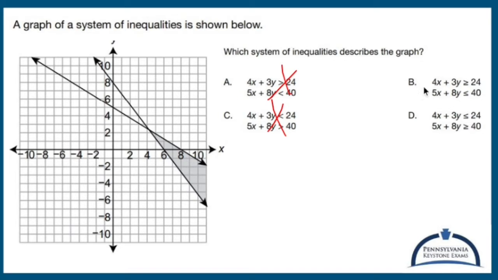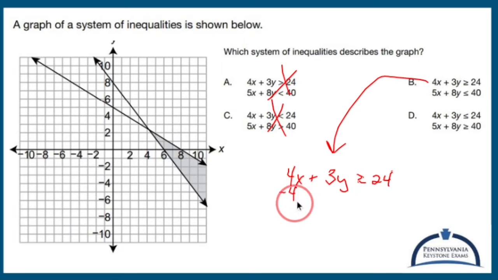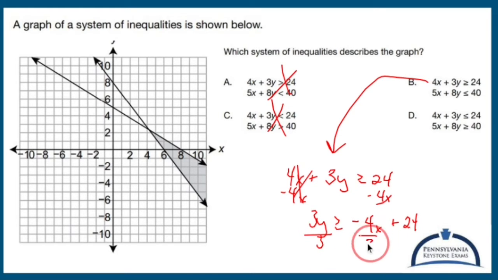So maybe what I'll do is I'll take U, I'll solve U for y, and see what we end up with. So we've got 4x plus 3y is greater than or equal to 24. Let's subtract 4x from both sides, minus 4x. That gives me 3y is greater than or equal to negative 4x plus 24. Divide everything by 3. And now we have y is greater than or equal to negative 4/3 x plus 8.